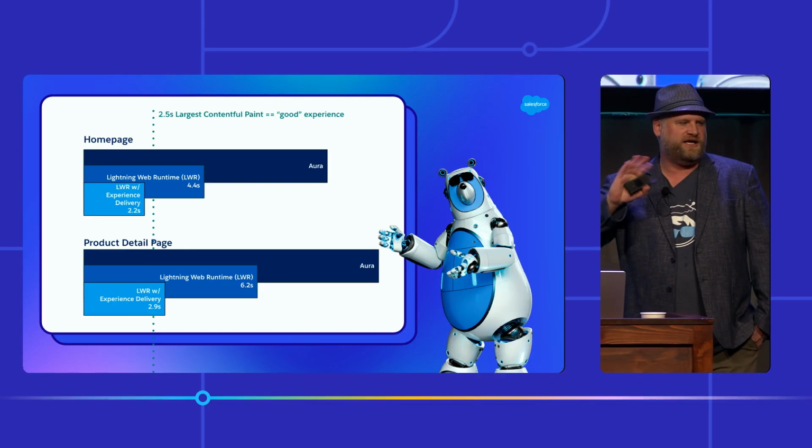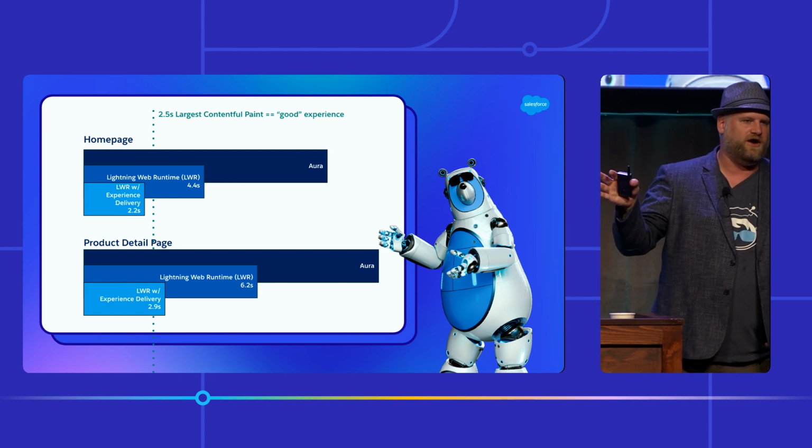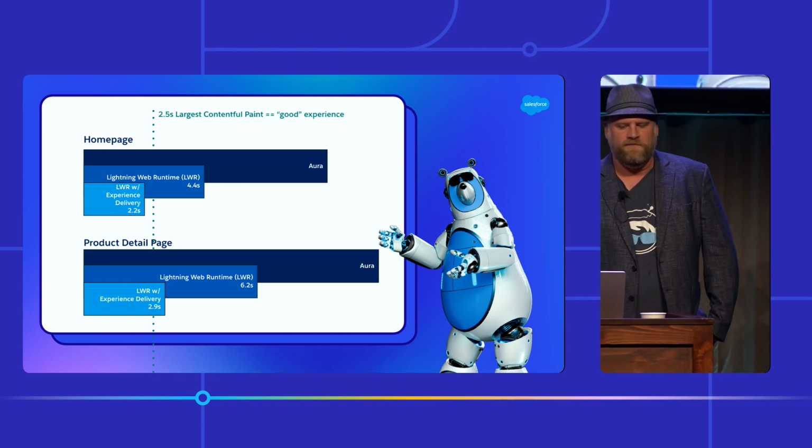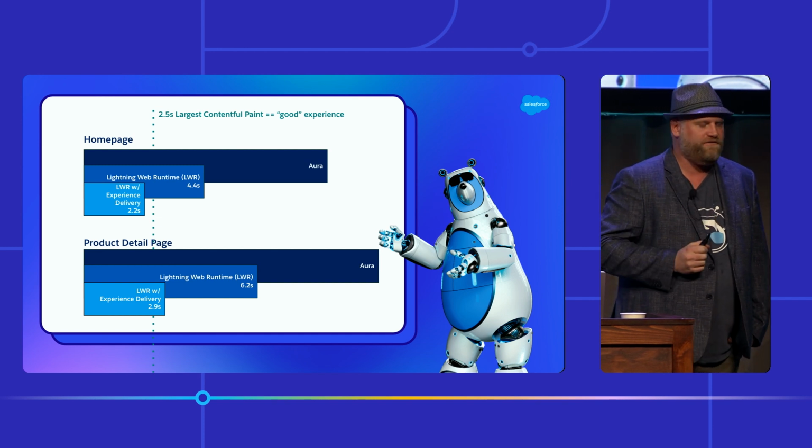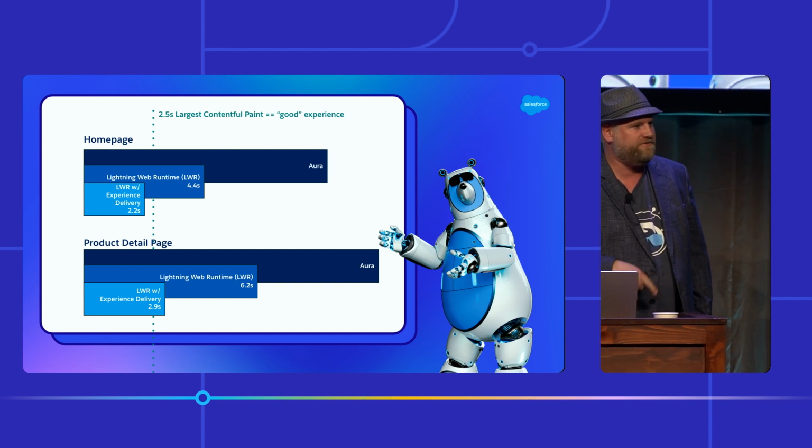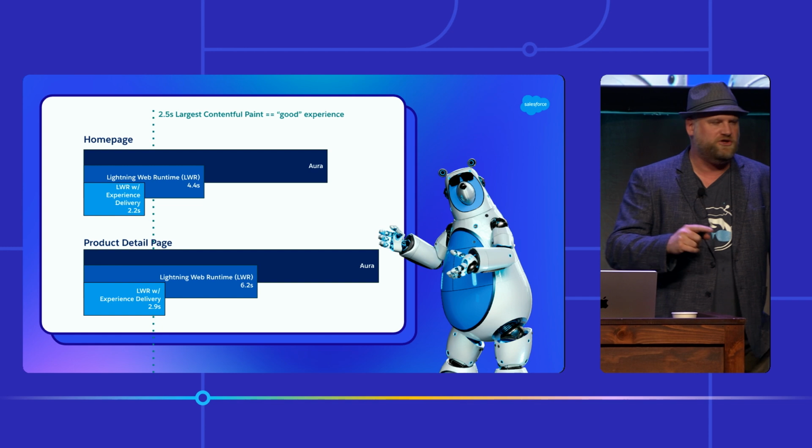Ultimately what we've seen, this is from D2C, the commerce storefront. There's the homepage and the product detail page. On the homepage, we didn't even put a number on Aura because it's just too large. But you'll see with LWR, we have 4.4 seconds. Experience delivery, which is what this is running on, is 2.2 seconds.